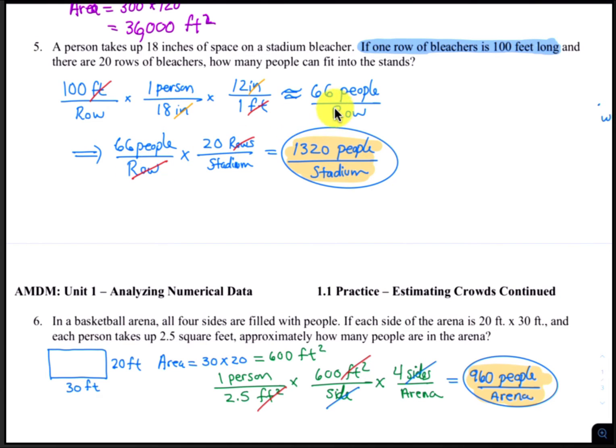But now there are 20 rows. So if there's 66 people in one row times 20 rows for the entire stadium, then you multiply 66 times 20 and you'll get your 1,320 people in the stadium. And that's your final answer.